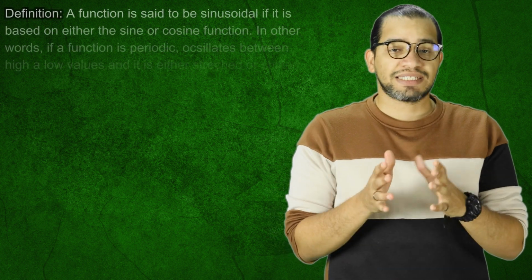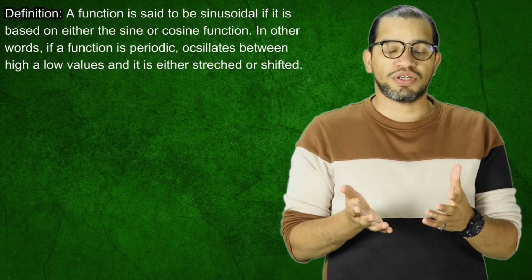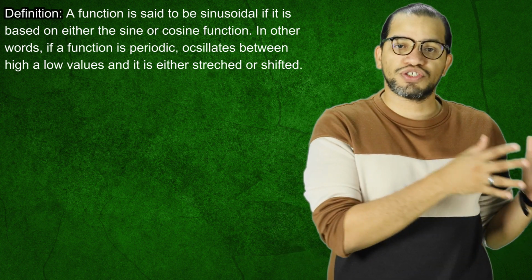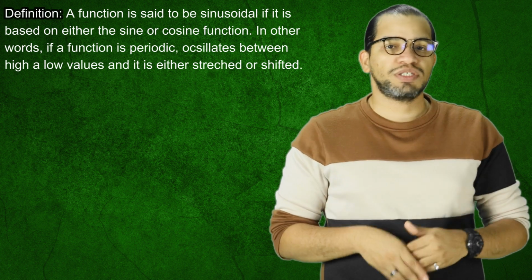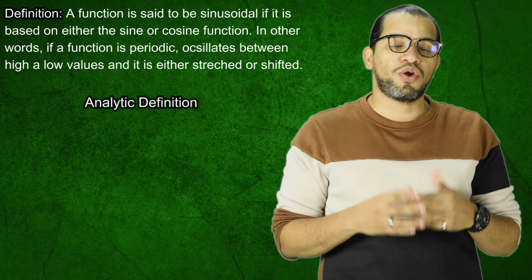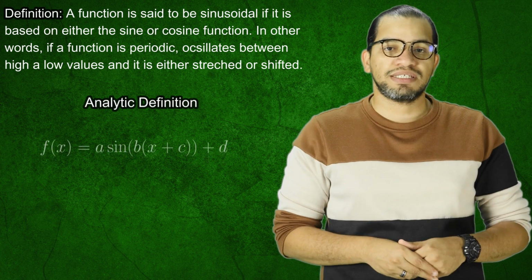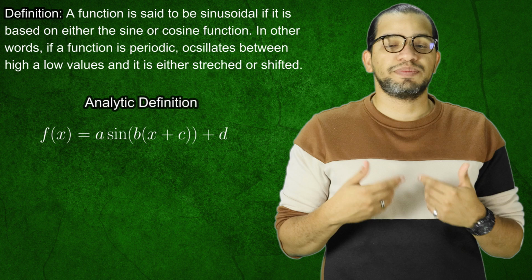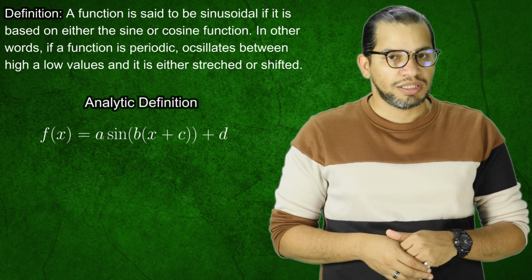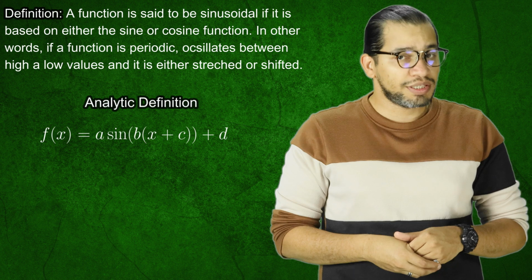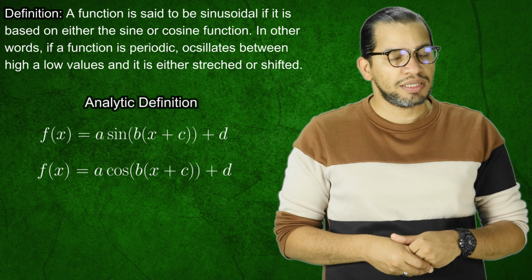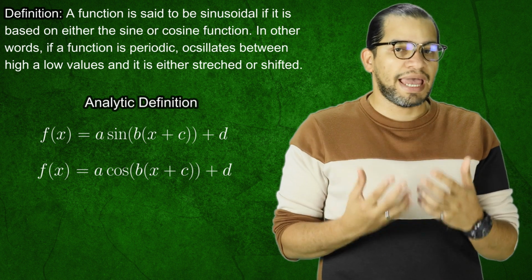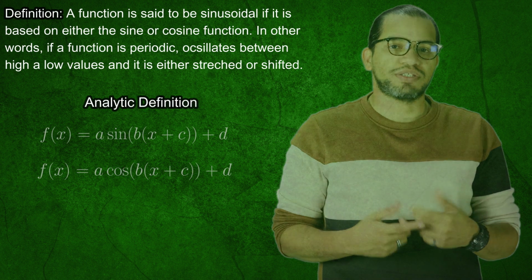Let us define what a sinusoidal function is. A sinusoidal function is a function which is based either on the function sine or on the function cosine. Thus, every sinusoidal function has the following form: f of x equals a times sine of b times x plus c, plus d, or a times cosine of b times x plus c, plus d.